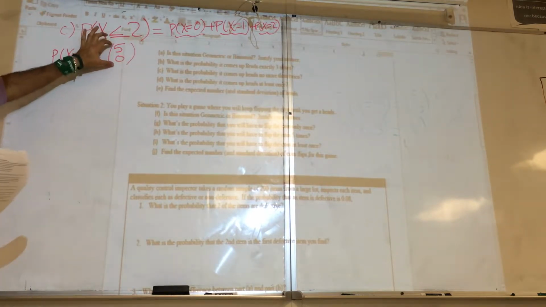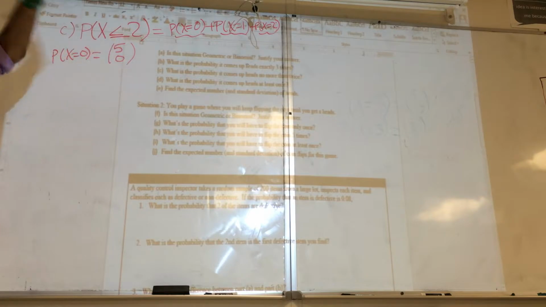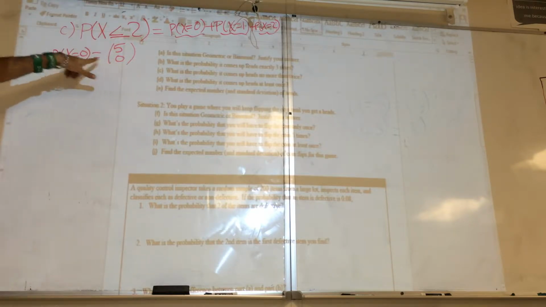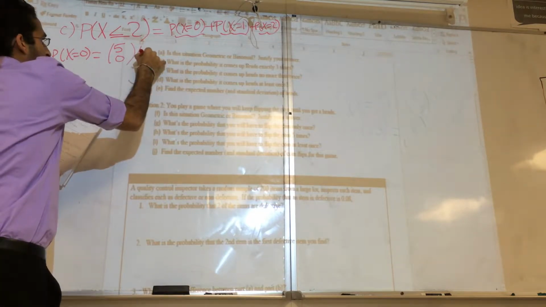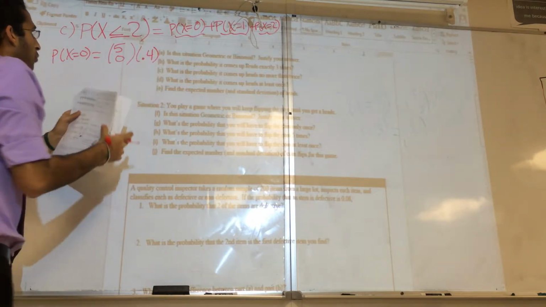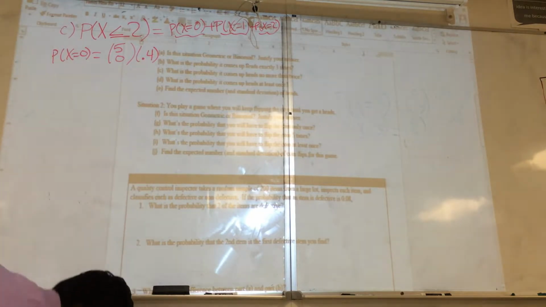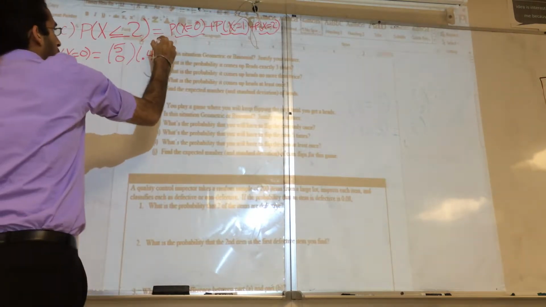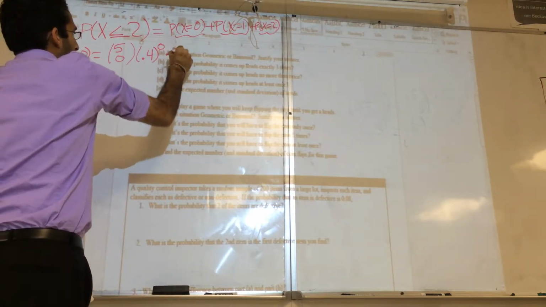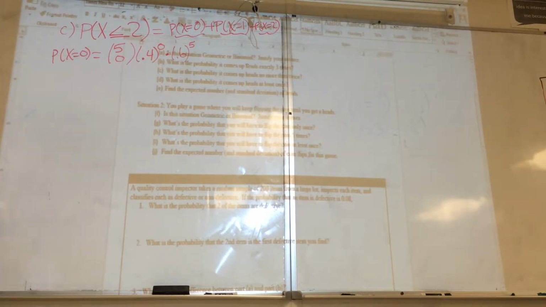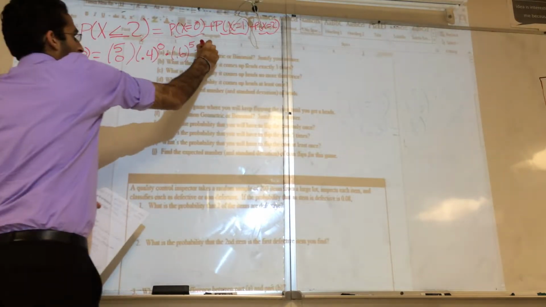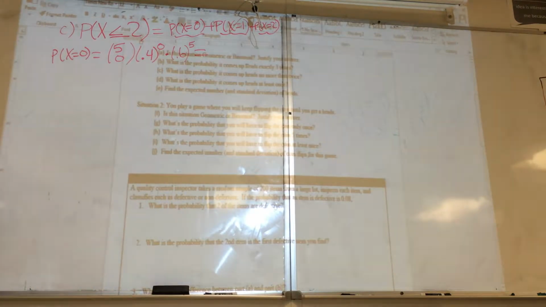This is the combination. Number of trials, still 5. How many successes? Well, I want 0 successes. Times the probability of success, 0.4, raised to the k power. In this case, k is 0, times 0.6 raised to the n minus k, so the 5th. This will give you a number on the calculator.